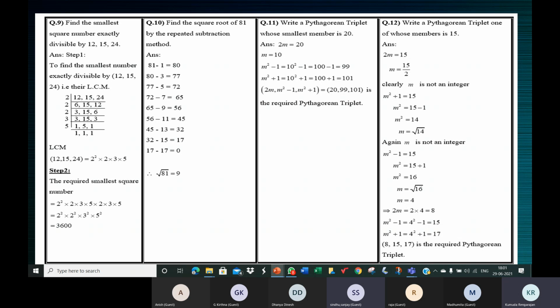Why should you check if the number is an integer or not, ma'am? Yeah, it becomes difficult to proceed otherwise. Yes, ma'am. It becomes inconvenient to proceed if it's not an integer. And these three terms, 2m, m square minus 1 and m square plus 1, work only for integers. Yes, ma'am. Thank you, ma'am.